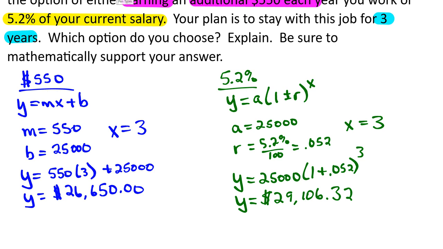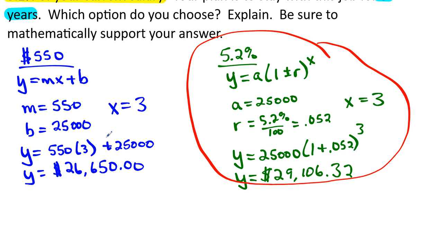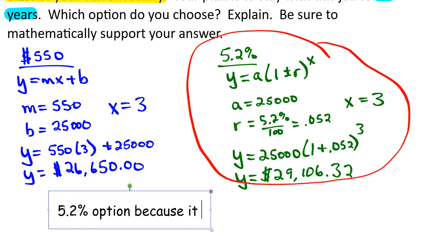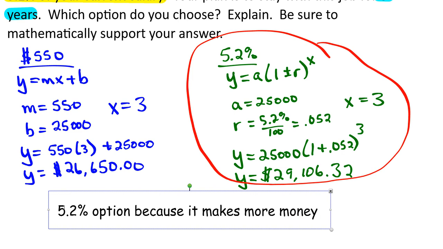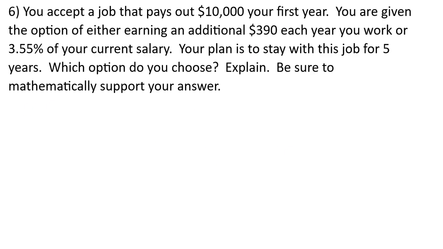So which one would you plan to choose? If you were at that job for 3 years, well, of course, you should choose the one that has more money. Well, why would you choose the 5.2% option? Well, we just said it, because it makes more money than the $550 option. So let's go ahead and, of course, write that in a complete sentence. So 5.2% option, because it makes more money in 3 years. Awesome possum.